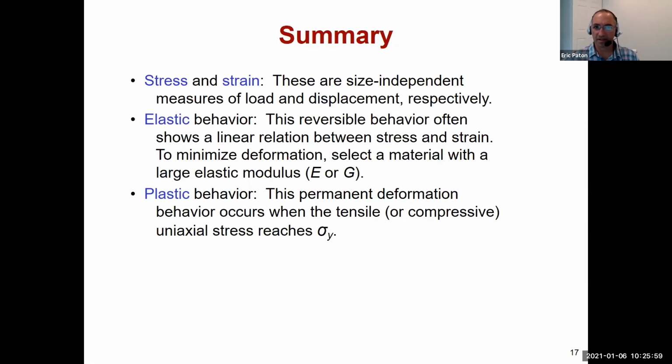Okay, so in summary, you have stress and strain, which are size-independent measurements of load and displacement, respectively. The key there is size independent because we are dividing by the cross-sectional area for the stress or dividing by the length for the strain. And by normalizing, or making it size independent, now we can pluck the material properties from the stress-strain diagram. We can get elastic modulus, yield strength, tensile strength, and ultimate strength from that.